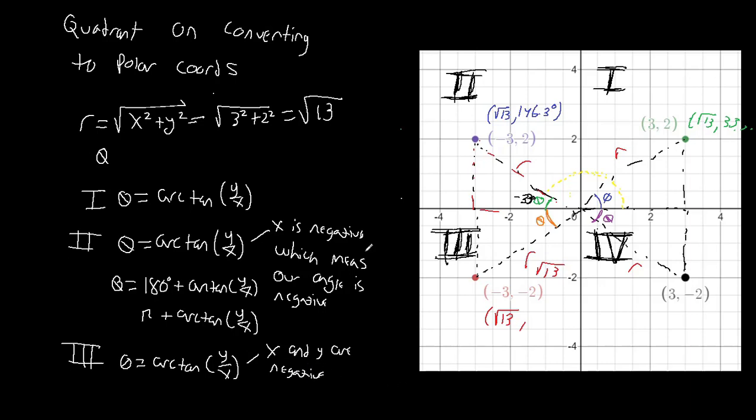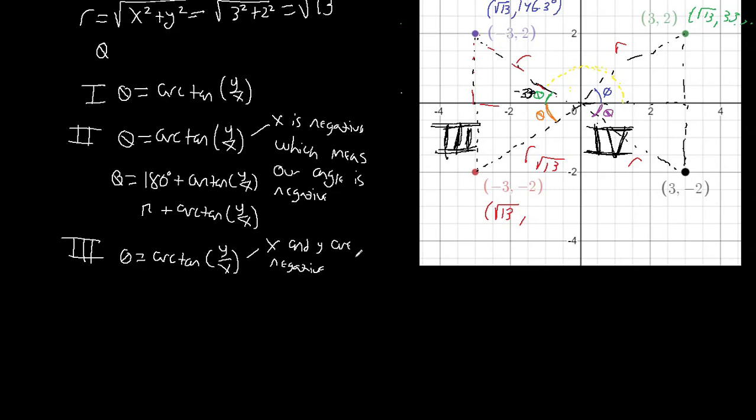I'm going to slide down just a little bit here. So the angle is positive, but wrong. The angle is positive, but wrong. Because in quadrant 3, this is going to give us the same angle as quadrant 1 did, that 33.7 degrees, but that's clearly incorrect. We're down here in quadrant 3. So what do we do when we're in quadrant 3?